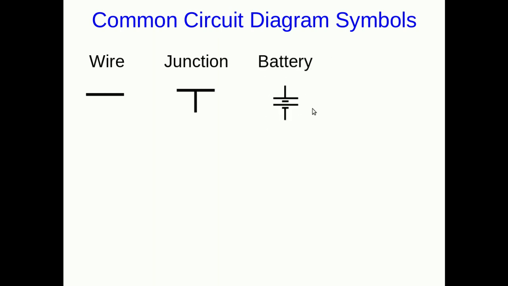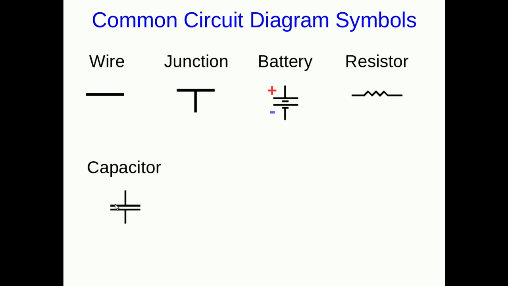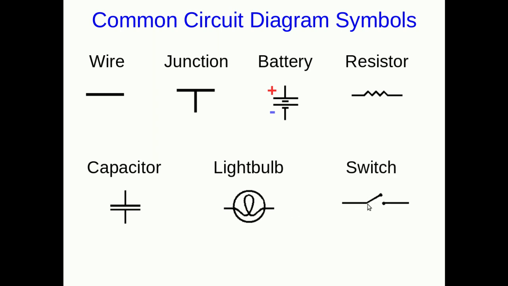A battery is represented this way, and there's a lot of variation in how people represent batteries, but this is a pretty typical one. By convention, the long line on the top here is the positive terminal of the battery, and the short line is the negative terminal. A resistor is a zigzag line like this. A capacitor looks like two parallel plates. Here's a light bulb. We'll occasionally use that. And here's one type of switch. This is a switch that you can open and close. When it's open, no current can flow through. When it's closed, current flows through.